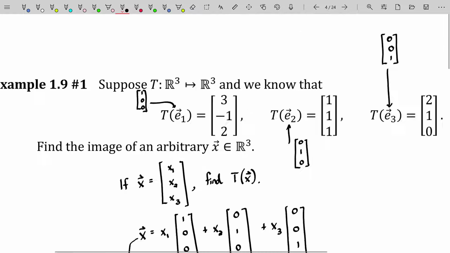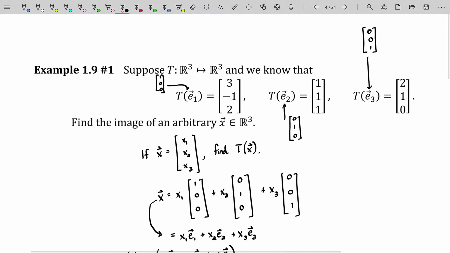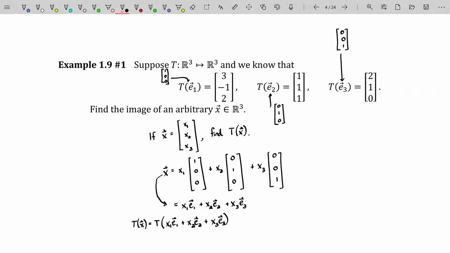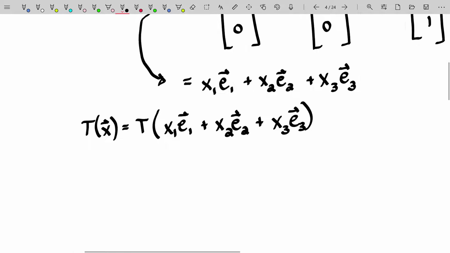They didn't actually say it, but I'm saying it here. It is going to be a linear transformation. And in fact, you probably proved it in the homework for a previous section of material that all matrix transformations are actually linear transformations. So we're going to go ahead and use that idea here.